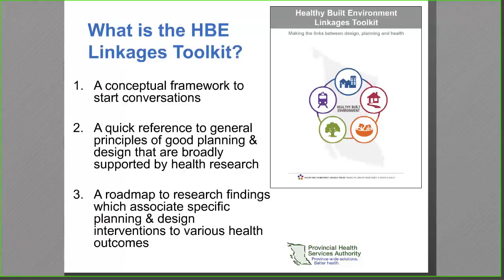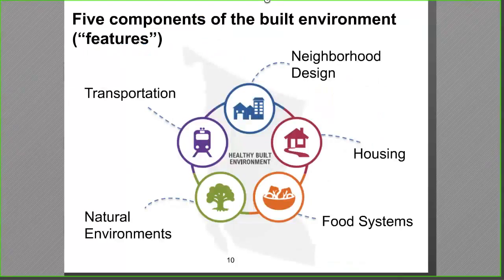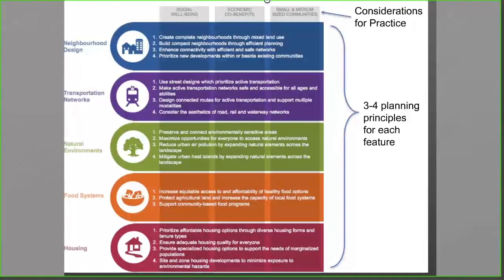The 5 components of the Linkages Toolkit, we call them features, are transportation systems, neighborhood design, housing, food systems, and natural environments. As I mentioned, everything is based around these 5 features, and the toolkit outlines and describes various planning principles that are backed by health evidence that relate to each of these features.